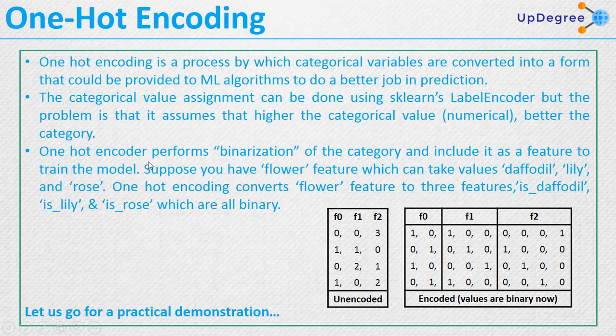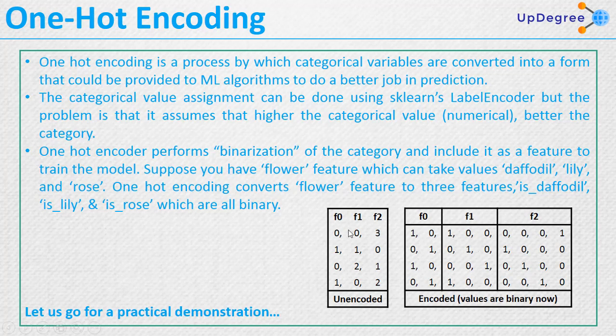So one hot encoder performs binarization of the category and includes it as a feature to train the model. Suppose we are having the flower feature which has got multiple classes. Let them be daffodil, lily, and rose. So one hot encoding converts the flower feature to three features: is daffodil, is lily, and is rose, which are binary. So we'll be representing it in binary vectors. So let us go for this example here.